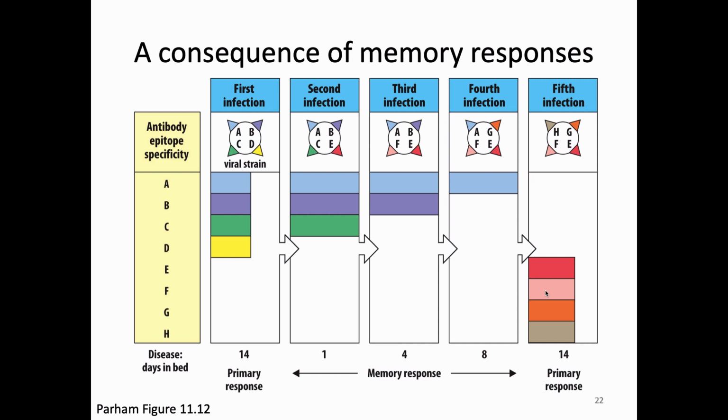So now let's imagine this person gets the flu again. The flu virus has undergone genetic change. It now has antigen A, antigen B, antigen E, and antigen F.